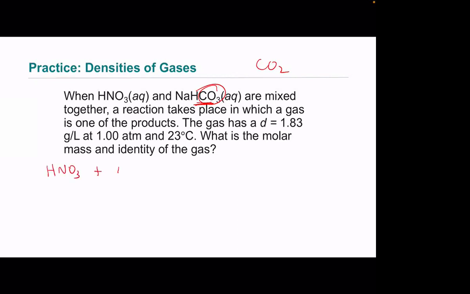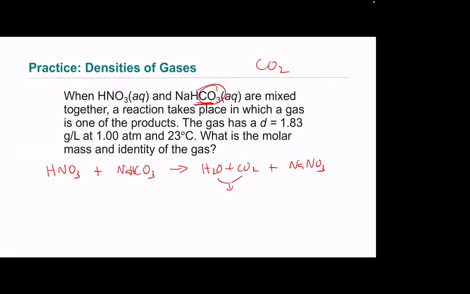HNO3 plus NaHCO3 yields H2O plus CO2. That's my carbonic acid, right? So what do we have left? We've got the sodium nitrate, which is just going to be ions, of course, but we can write it as sodium nitrate. Nitrate, sodium, two hydrogens, three. So we're balanced, right? We're good. Yeah, so it's already balanced.